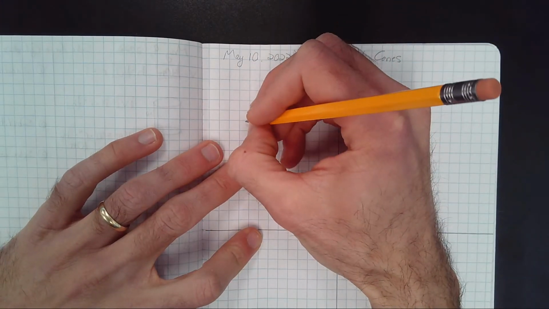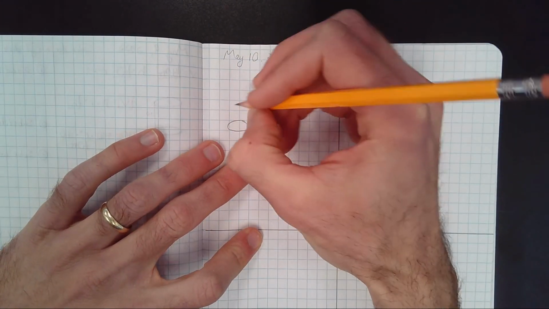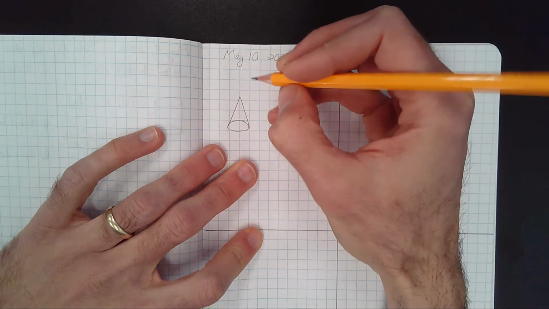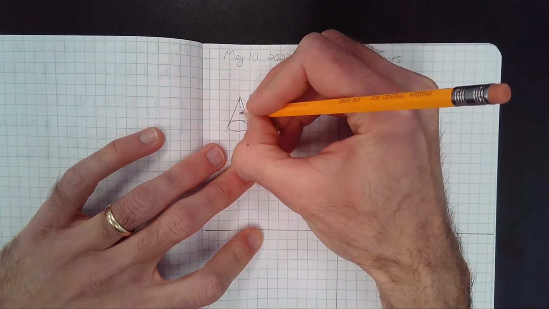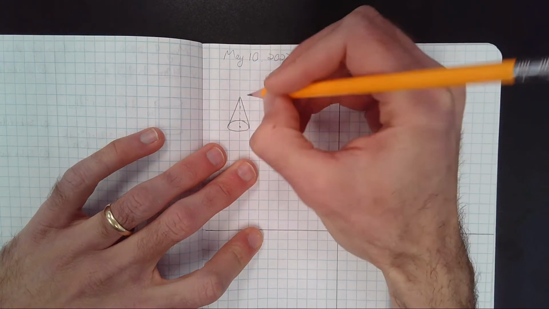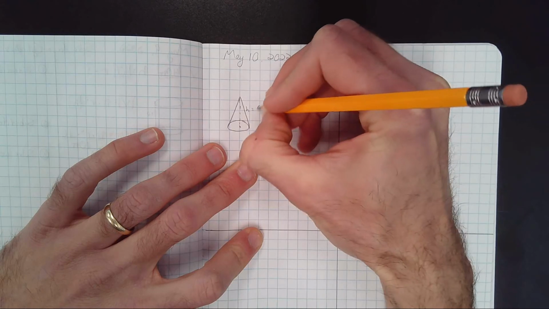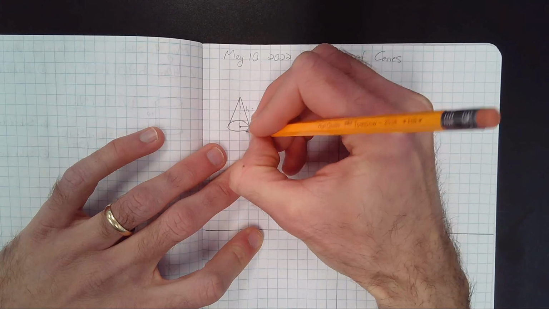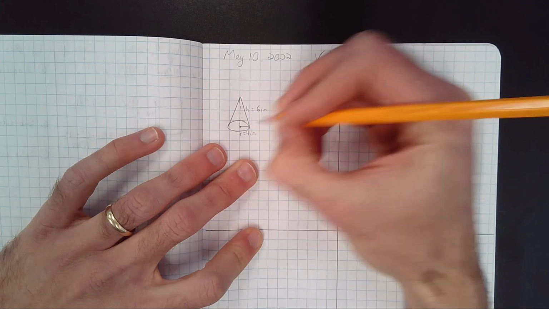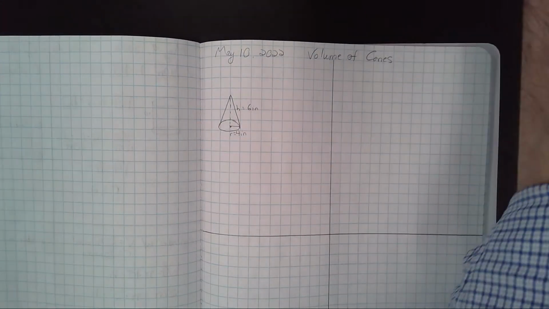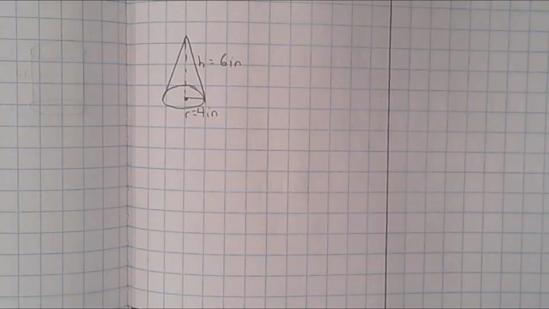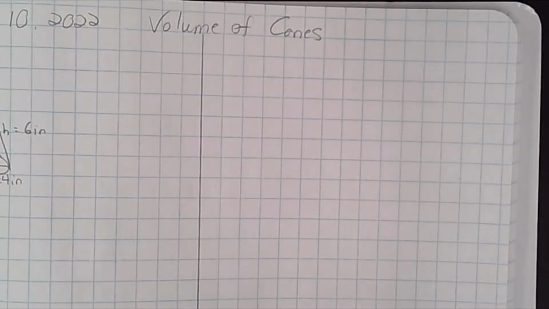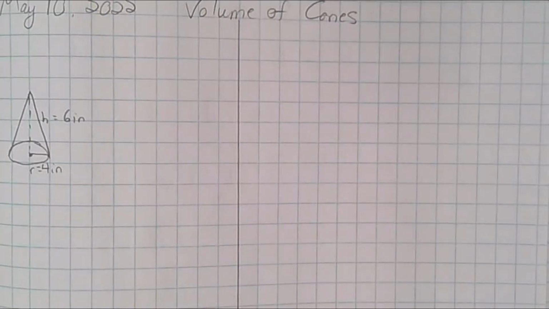So I'm just going to really quick draw a cone. That's good enough. Okay, its height is 6. Let's make it inches. And its radius is 4 inches. Let's zoom in. Okay, so let's go ahead and make our list of steps here for finding the volume of a cone.